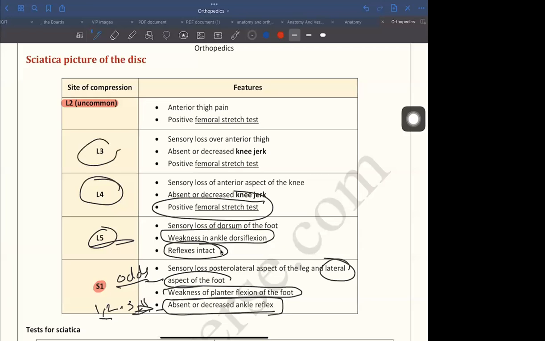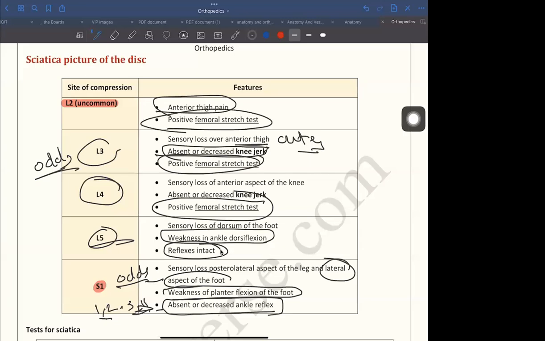L3, what about the knee jerk? It would be decreased, and there is a positive femoral stretch test. L3 is one of the odds, over the anterior thigh and the outer surface of the thigh as well. L2, anterior thigh pain and positive femoral stretch test.